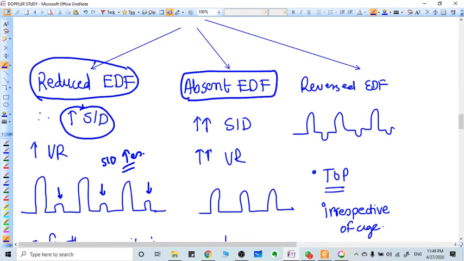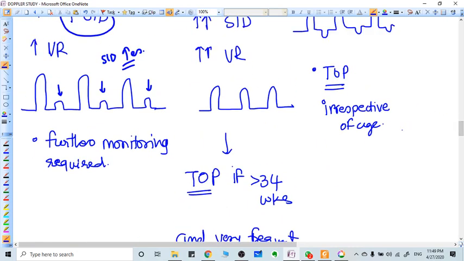Now, in the second scenario, there is an absent end diastolic flow. It means at the end of the diastole, the flow is absent. That means the vascular resistance is so much higher that in the diastolic period of the heart, the flow can't happen. The placenta doesn't allow the flow during diastole, because of very high resistance. And in this scenario, the SD ratio is very high.